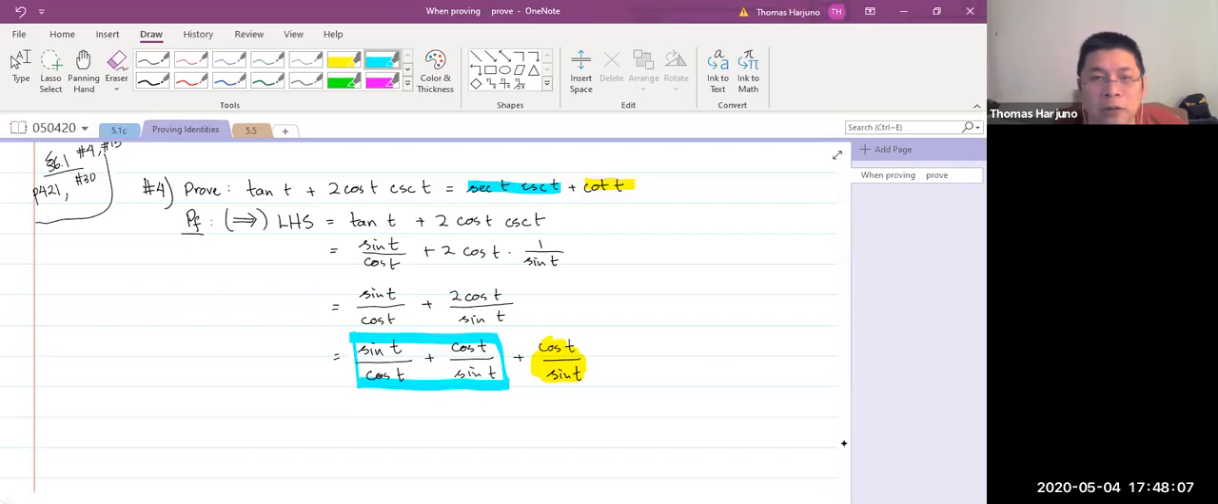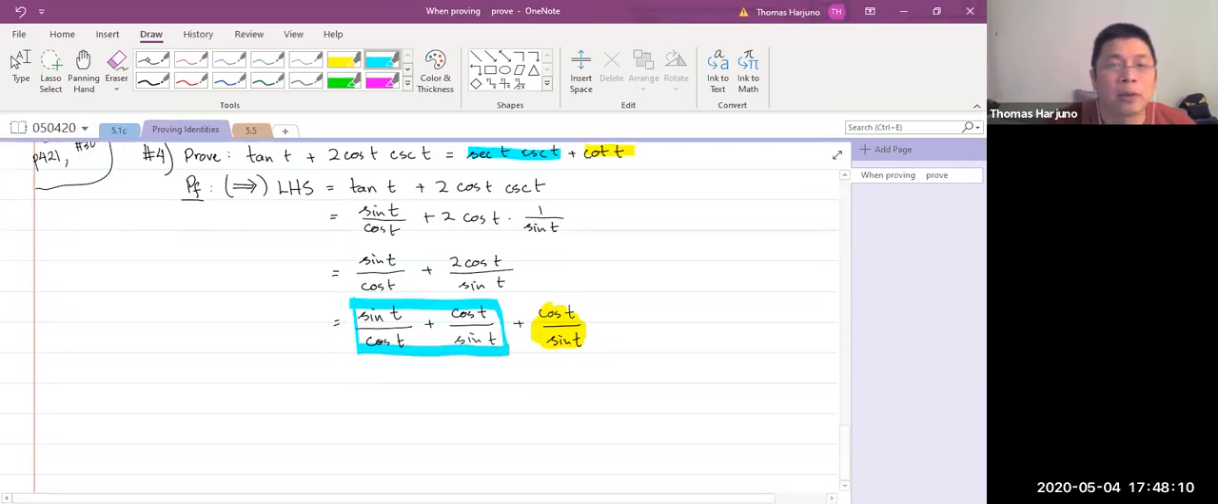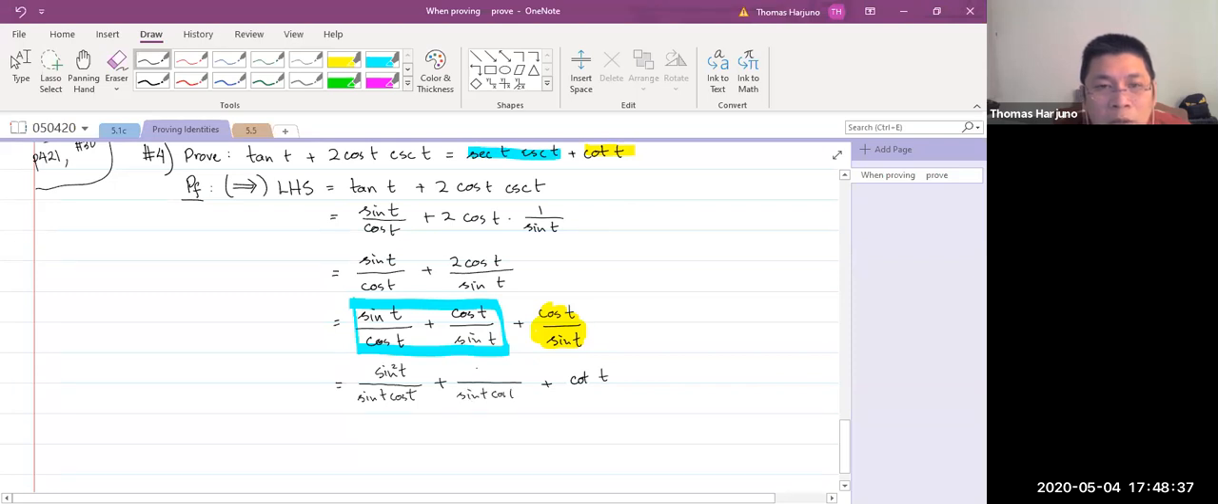Okay, let's go on. Then I will do LCD for those. The LCD will be, this is cotangent here. The LCD is sine t cosine t. On the top that will be sine squared t. And here will be sine t cosine t. On the top will be cosine squared t.